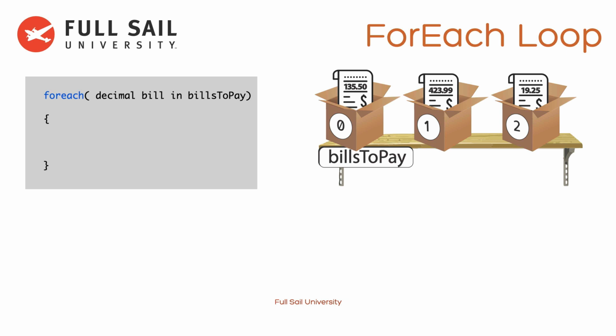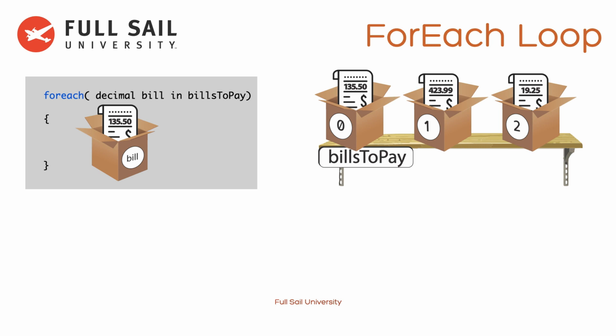Now, what this does is for each decimal inside of the list, it will run one time. And each time, it's going to create this temporary variable called bill. Now, you can think of this as just an empty box, right? That's going to be only available inside of your for each loop. Now, what's going to happen is the first time this for each loop will run, this value inside of bills to pay square brackets of 0, and just the value, so the number 135.50 will come over to our bill box, and the bill variable will take on this actual value.